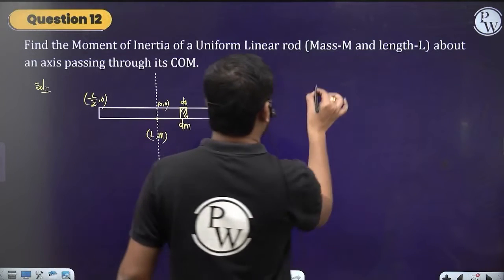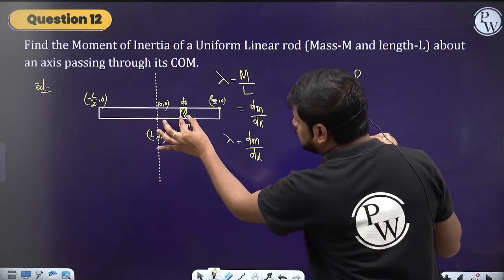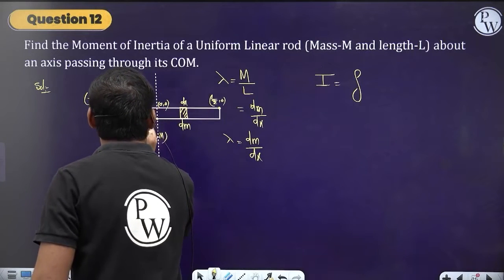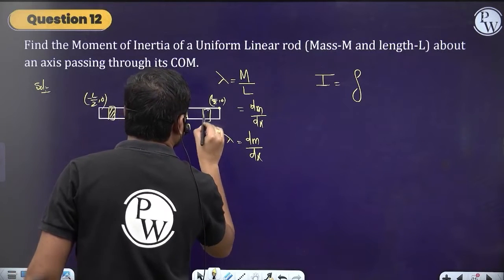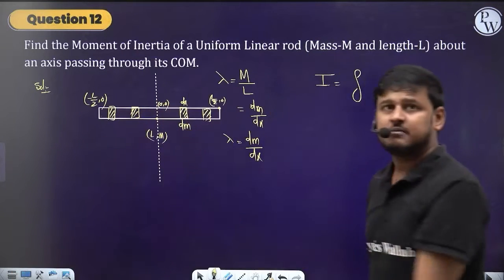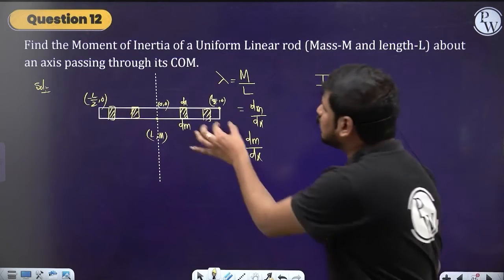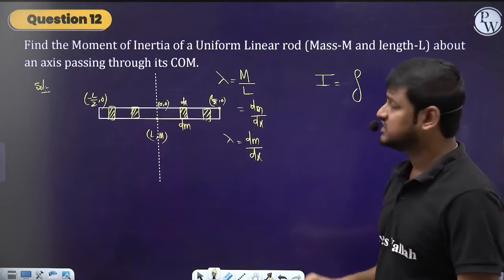So the total moment of inertia will be equal to the integration of the moment of inertia due to this part, this part, and this part. Similarly, we cut this side also, one dm mass here, one dm mass there. Like that we cut into n number of dm masses, find the moment of inertia due to all those small masses, and add it up, which is nothing but the mathematical tool of integration.